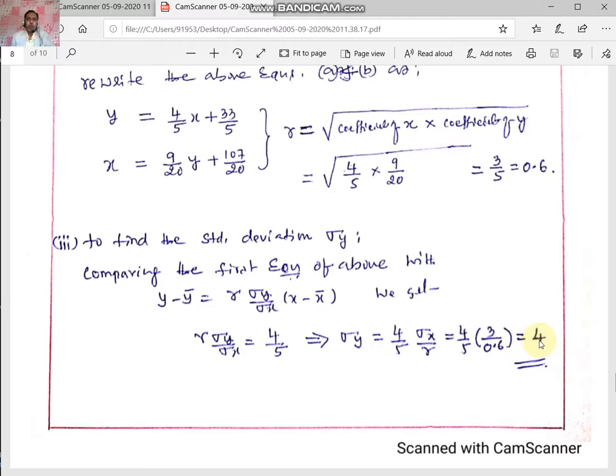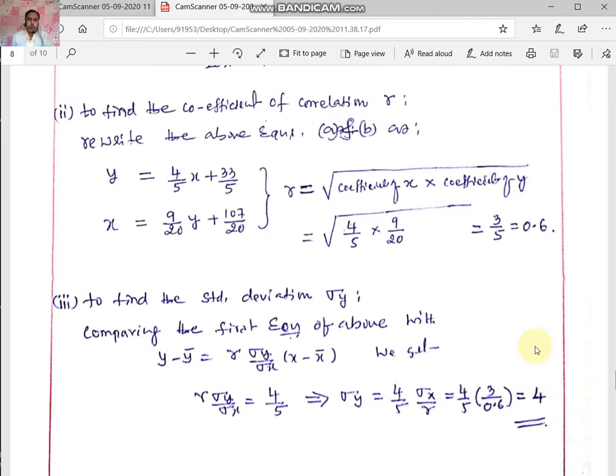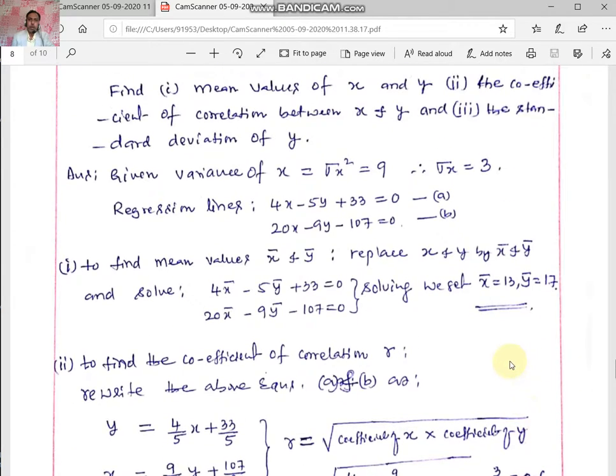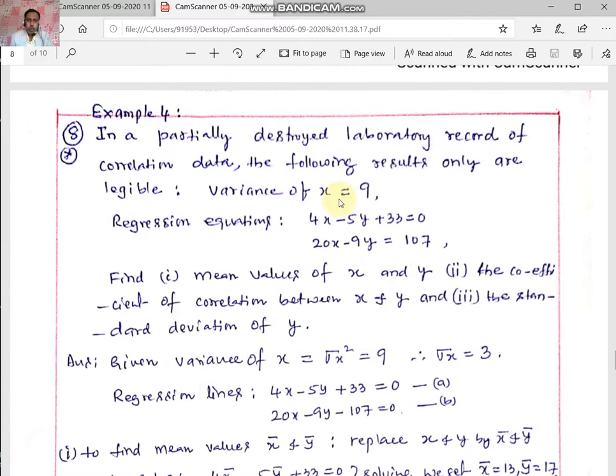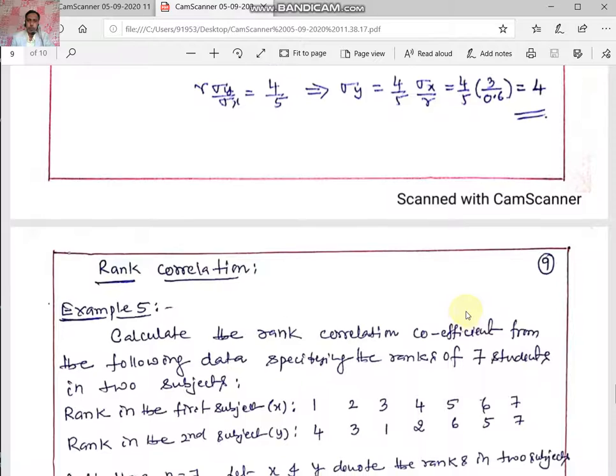So this is how we can find the standard deviation, correlation coefficient and mean values when only some data is given, like variance of x and lines of regression. We can find average values, we can find correlation coefficient, we can find standard deviation. So this is one of the important problems.